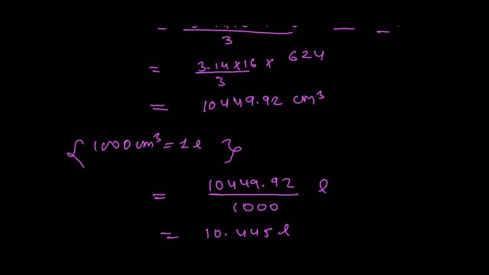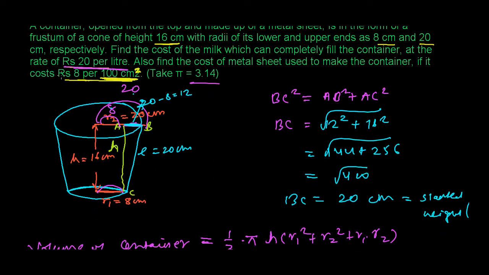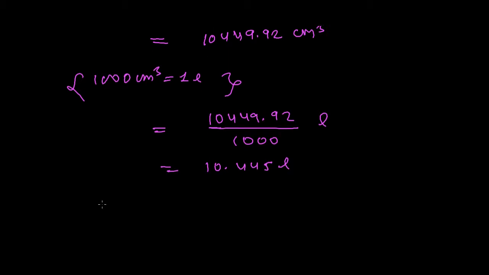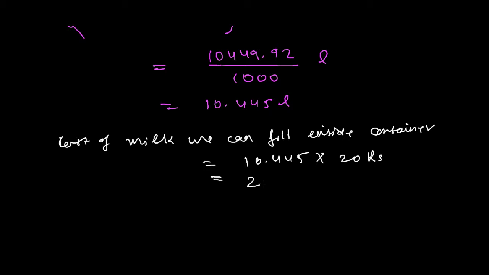So we got the liter, 10.445 liter, and we know the cost per liter. 20 rupees per liter is the rate. So the cost of the milk we can fill inside the container is the total milk times the cost. Cost is 20 rupees. All right, so it's going to be 208.9 rupees, or simply we can say it is almost 209 rupees.